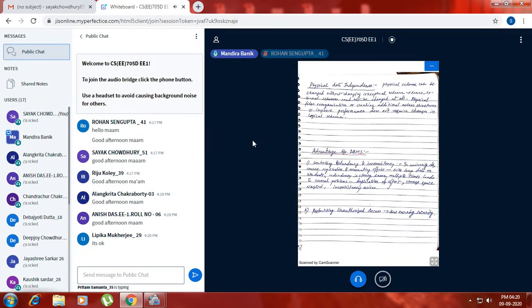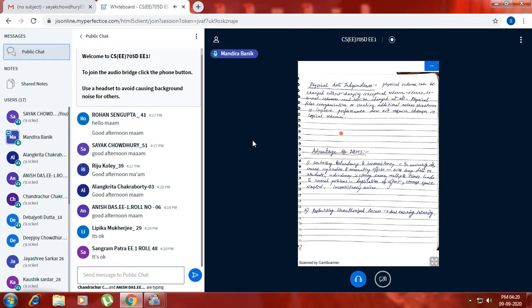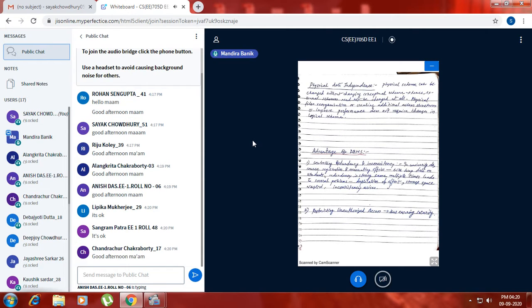Already we have covered up to data independence in three schema architecture. That is the advantage of three schema architecture. That is data independence. So the last topic of the first chapter is advantages of DBMS.